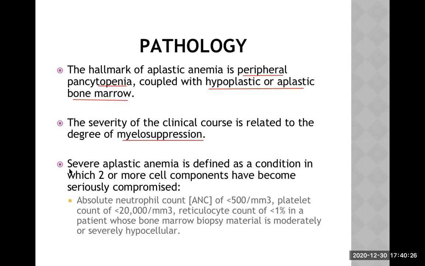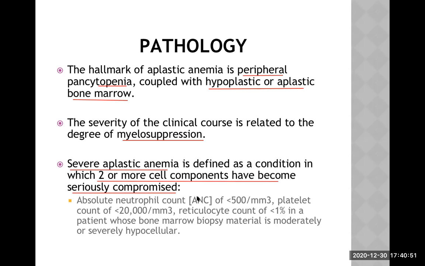Now see here. Severe aplastic anemia is defined as a condition in which two or more cell components have become seriously compromised. Out of the three, if two components are severely compromised like this, then it is known as severe aplastic anemia, and the prognosis of this patient, okay, is very poor. That means there is high chance of death within next 6 months.